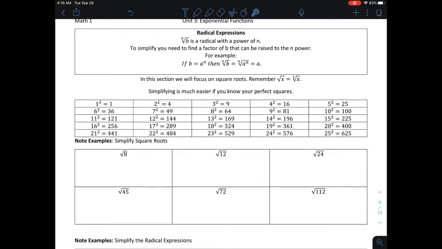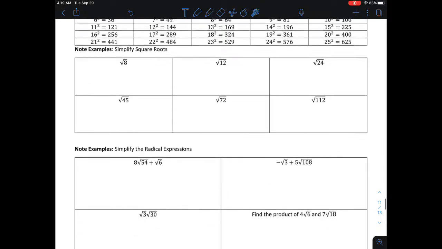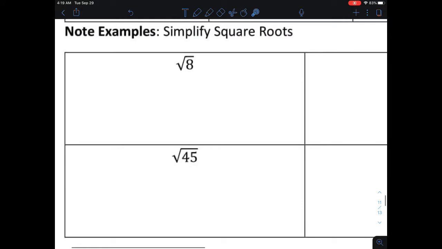Now, simplifying is a lot easier if you know your perfect squares. And so I have a perfect square table here from 1 to 25 for our reference. Now, the process of simplifying square roots, what we're trying to do is break down the number that's inside of the radical into its factors. And I want to try to find a perfect square as one of the numbers that makes up the product of the two factors that's inside the radical.